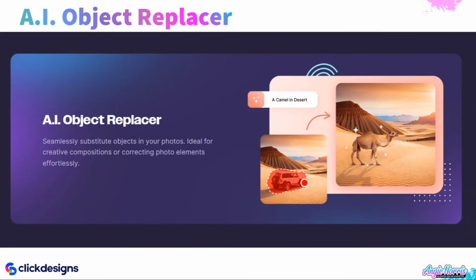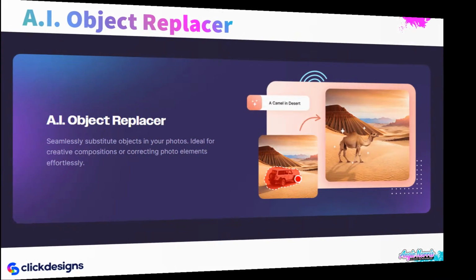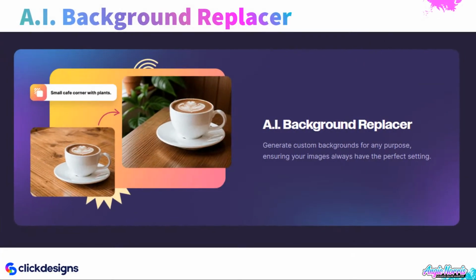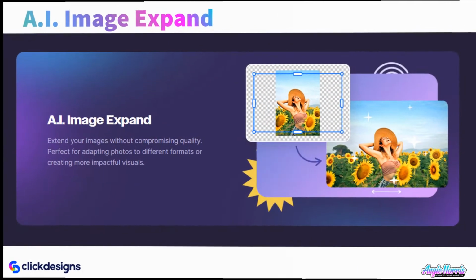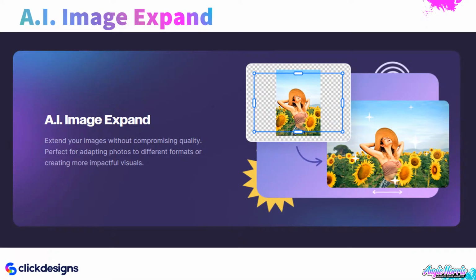And this one is pretty cool. We have the AI object replacer. Maybe you want it to go from a car into a camel. Well, this is going to do that for you, which is really neat to play around with. Also, we have the AI background replacer. Again, if you want to switch it up, maybe you want it to be in a kitchen versus a coffee shop, then you can use this. And then we have AI image expand. This one is epic because there are so many times when I just want it to be more of a horizontal picture than a vertical picture. This one will help you do that.